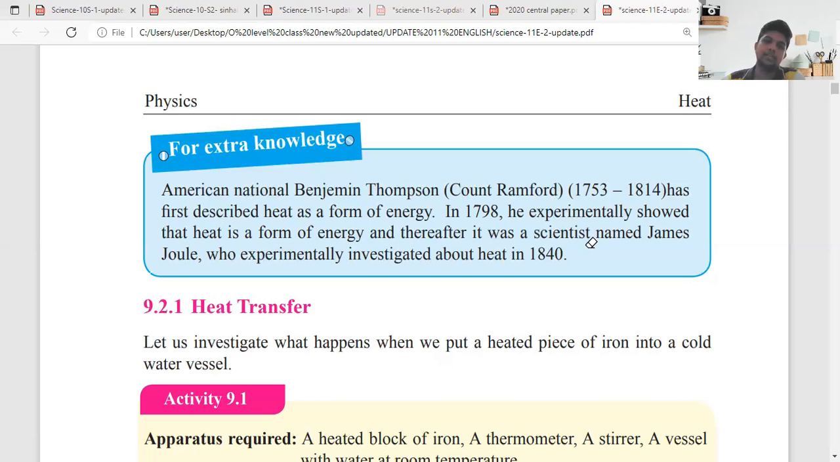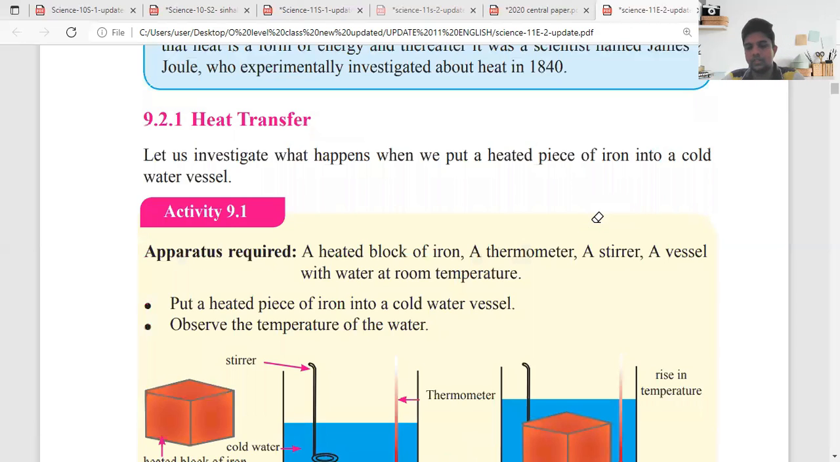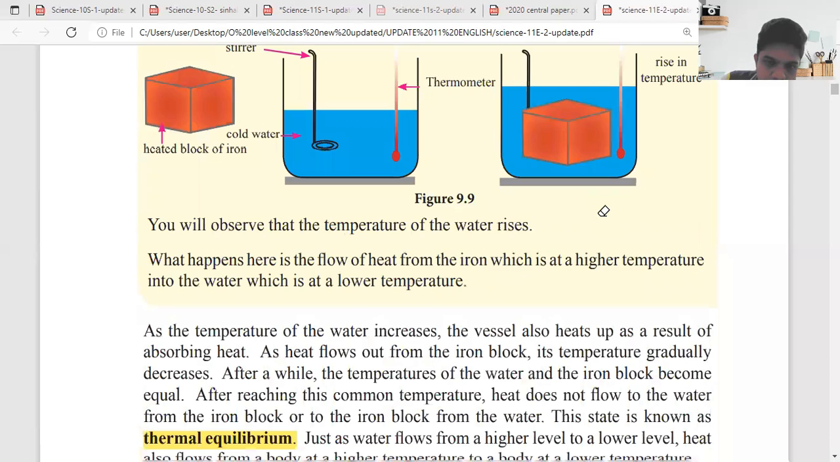Write down heat transfer. Let's understand what heat transfer is. If heat is an energy source, definitely it moves from the higher end to the lower end. That is known as heat transfer.